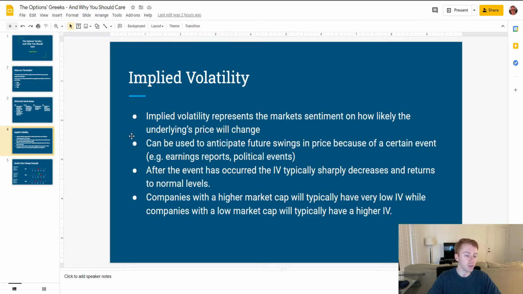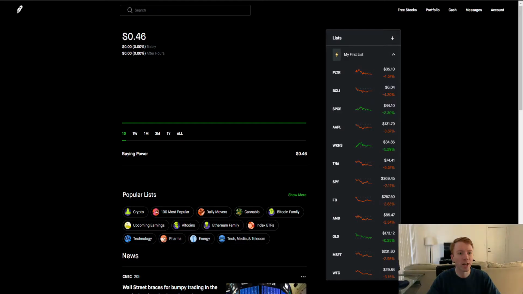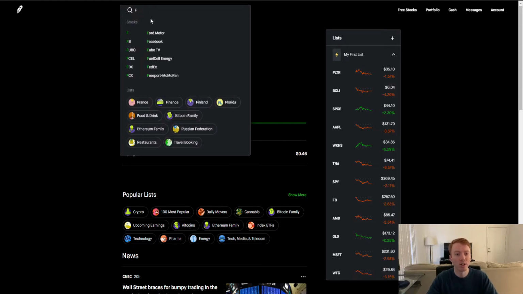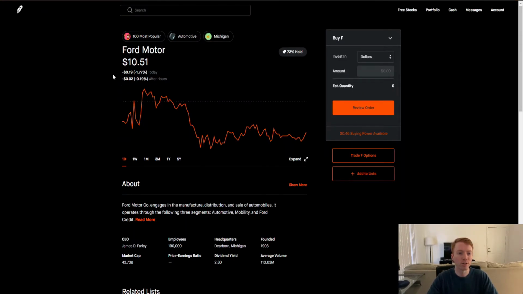So with that, let's go over to Robinhood and see where these options are within the options chain, and how to actually look at this. For this, we'll look at Ford Motors because it's sitting around $10. In my example later, I quote something around $10.